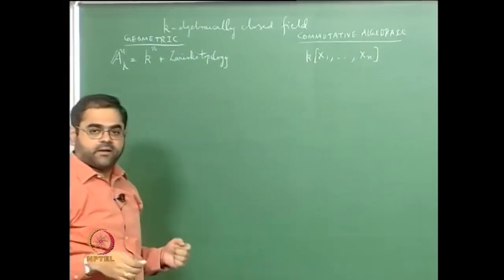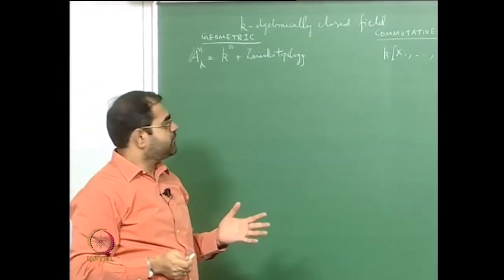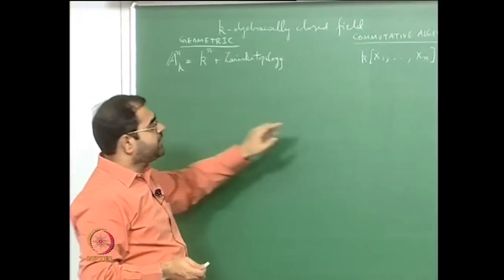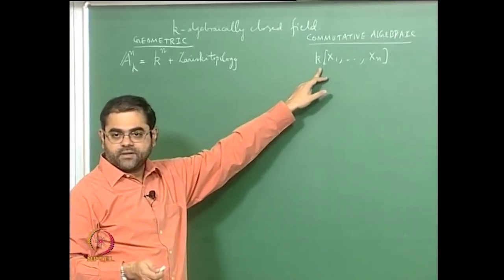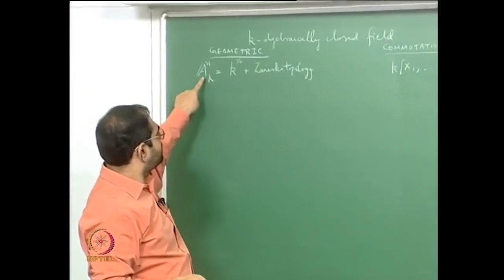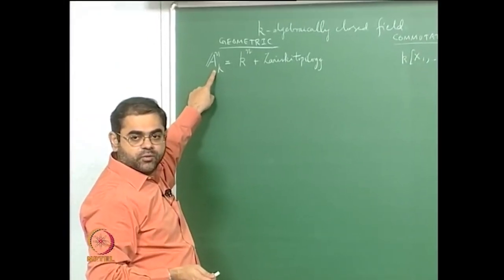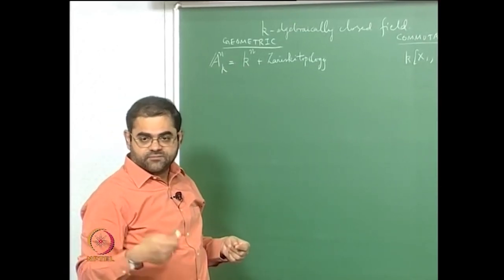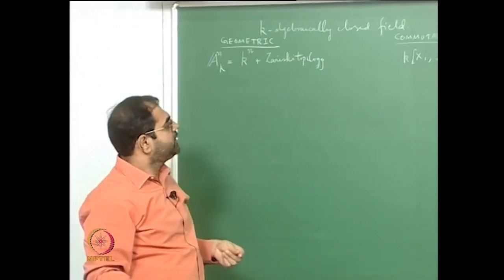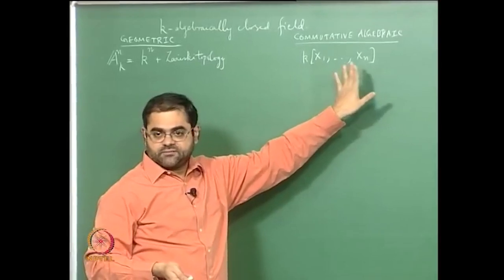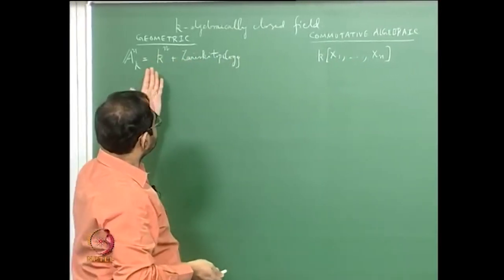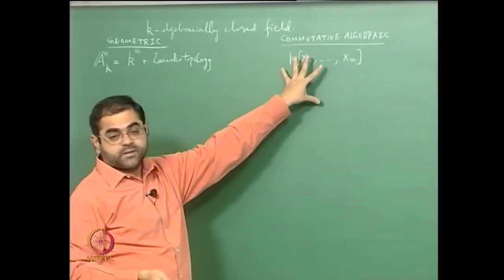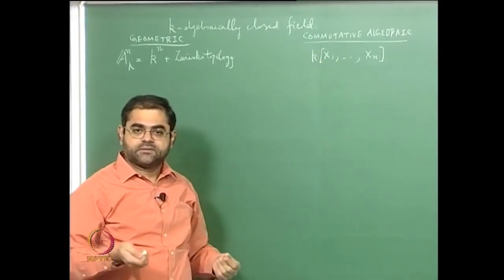So x1 through xn are n indeterminates, n variables, and you can think of this ring as a ring of functions on affine space, because you take any polynomial, and you can think of it as a map from affine space to A^1, which is just K. So these are functions with values in K. Therefore this is the ring of polynomial functions on the space. So the geometric side has to do with the affine space, the commutative algebraic side has to do with the functions.